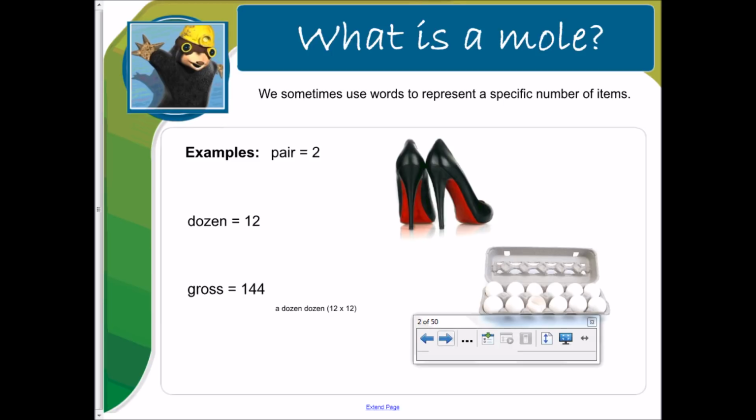So what is the mole? We sometimes use words to represent a specific number of items. We talk about a pair, we know that means 2. We talk about a dozen, and you know it means 12. And then a gross, you may not know this, but it's a dozen dozen, so 144.